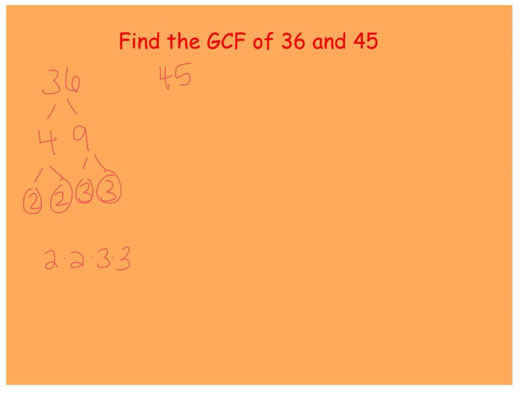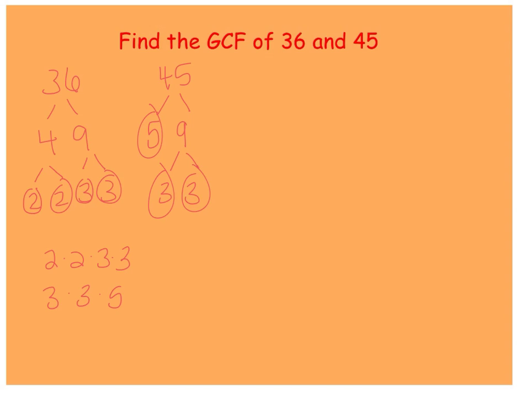Now let's get a factor tree for 45 started. 5 times 9 is 45. 5 is prime, so we're done with that part of our tree. 9 can be broken into 3 times 3. 3 and 3 are prime, so I'm done there. So my prime factorization of 45 is 3 times 3 times 5.